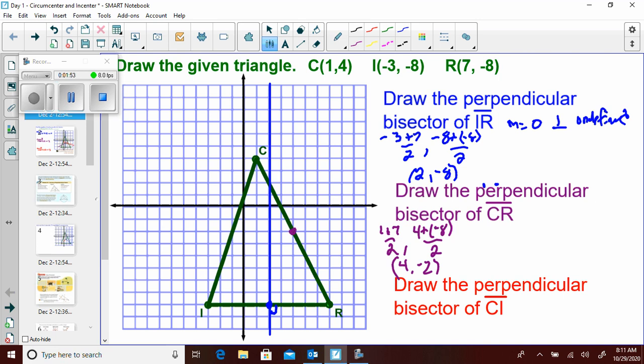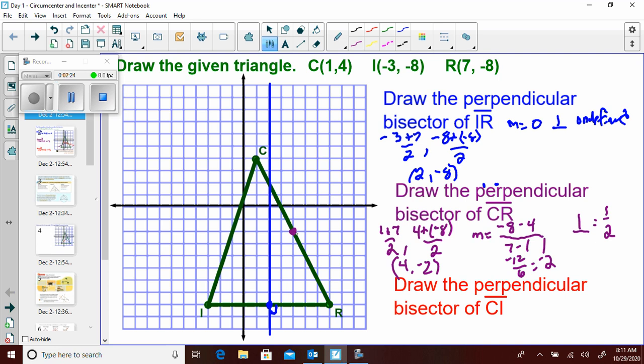Well, now the slope is going to be a little bit more difficult. I've got to find the slope of CR. Remember, that's the change in y over the change in x. So -8 minus 4, over 7 minus 1, -12 over 6 is -2. So perpendicular to -2 is 1/2. So we just need the slope of CR, then we have to find the perpendicular, 1/2.